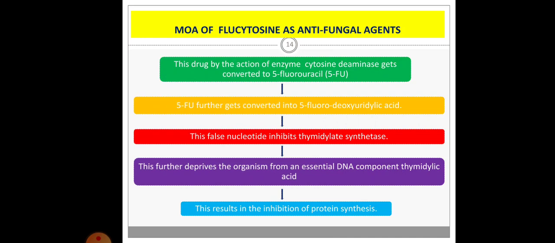5-fluorouracil further gets converted into 5-fluorodeoxyuridylic acid. This false nucleotide inhibits thymidylate synthetase. This further deprives the organism of an essential DNA component, thymidylic acid. This finally results in the inhibition of protein synthesis.